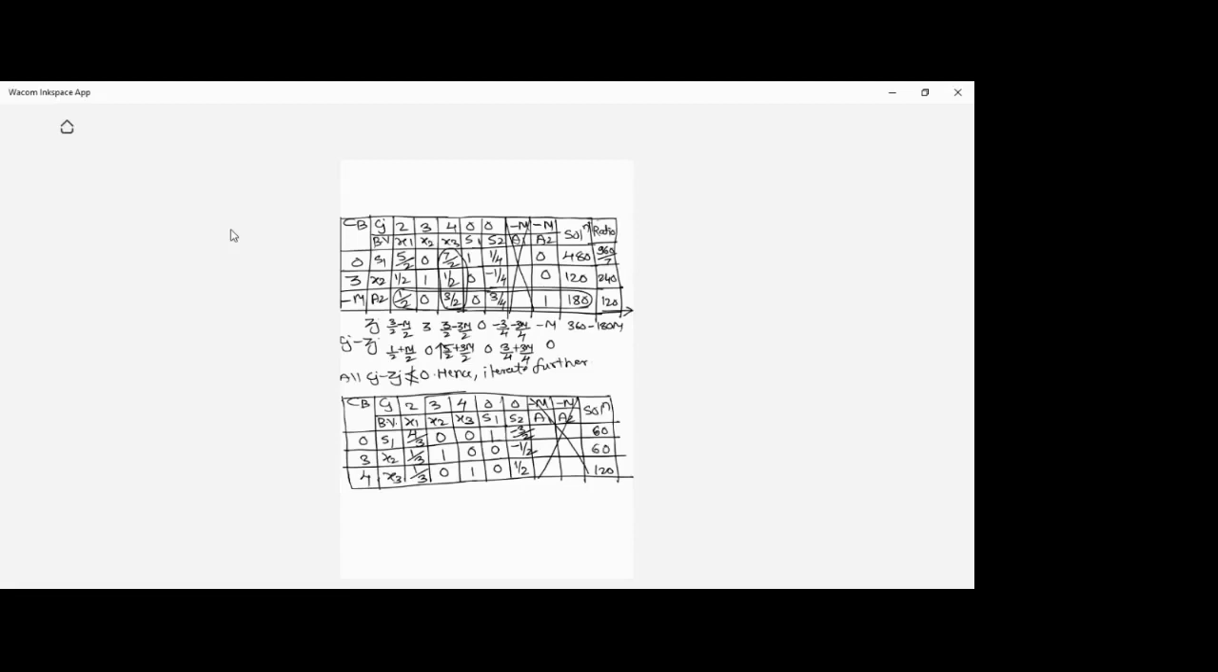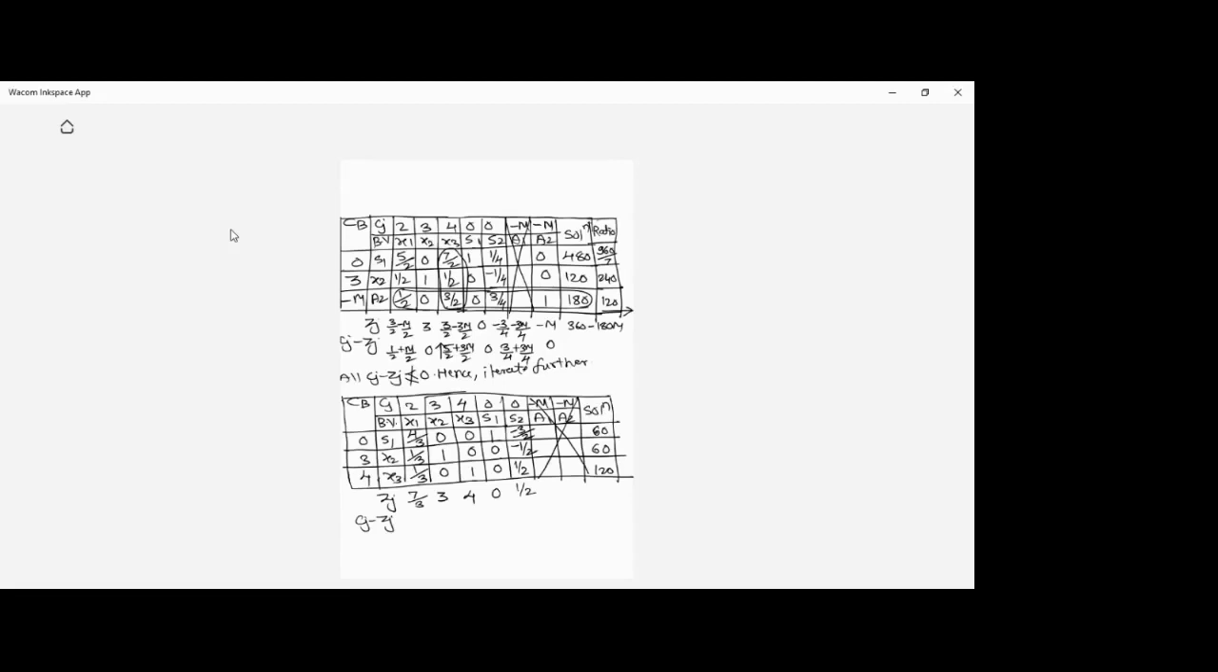So the next step is to find out the zj values, and after that we'll be finding out cj minus zj, right? So when we find the zj values, it will be 3 by 3 plus 4 by 3. So the answer comes out to be 7 by 3. Here it will be 3 only, it will be 3 here, it will be 4 here, it will be 0 here. It will be minus 3 by 2 plus 4 by 2, and the answer comes out to be 1 by 2.